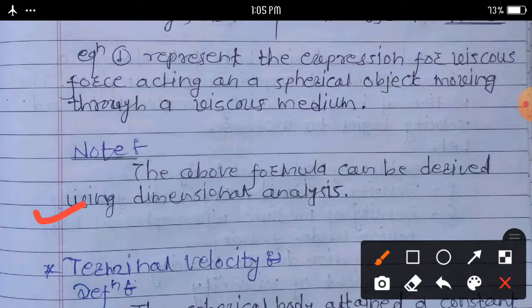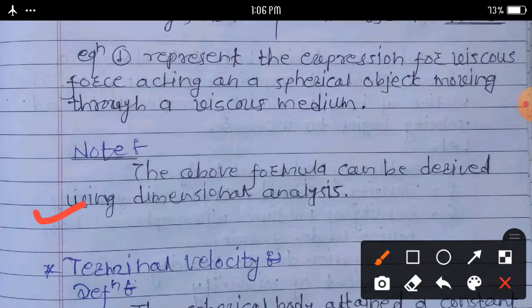Some questions asked on this topic. First question: state Stokes law. Another question: state and explain Newton's law of viscosity. Next question: define coefficient of viscosity. State the SI unit of the coefficient of viscosity. Or find the relation between poise and the SI unit of viscosity. This relation is 1 Newton second per meter square is equal to 10 poise, which is 1 decapoise.